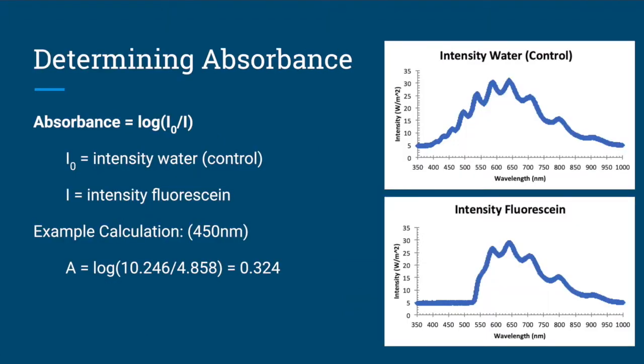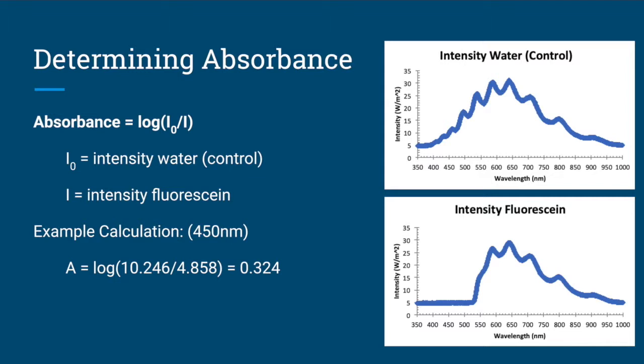Using our setup in the spectrometer, we were able to get the intensity values for different substances. On the right, you can see the two graphs for the intensity of water, which is used as a control, and the intensity of the fluorescein, which is what we're using for this experiment. Using these values, we could determine the absorbance of the fluorescein by using the log of the initial intensity, which would be the water, and then the intensity I is fluorescein. An example calculation is given at 450 nanometers, doing the log of one over the other to yield 0.324.